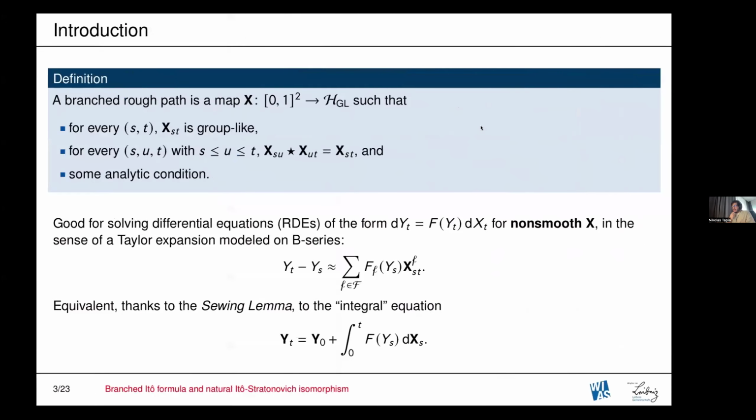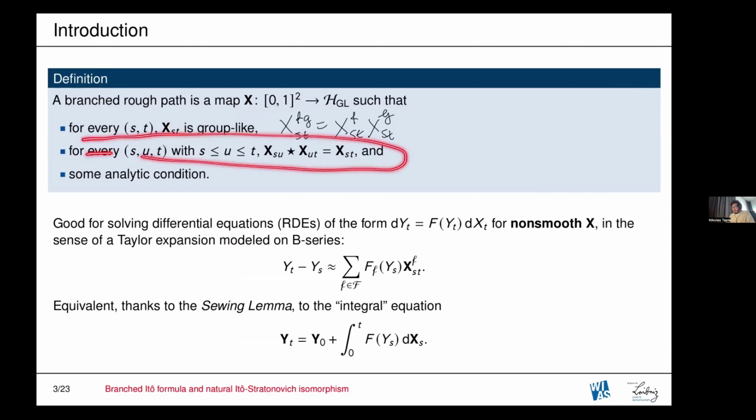Okay. So what are branched rough paths, now that we set up all this notation? So they are basically a map into the Grossman-Larson Hopf algebra, such that they are group-like for every s and t. So this is a two-parameter family of group-like elements, meaning, and I'm going to introduce the notation now, meaning that whenever I take X on a product of a forest F and a forest G, evaluating at some s, t, this is just like this. Sorry, G. Yeah, so this is one thing.